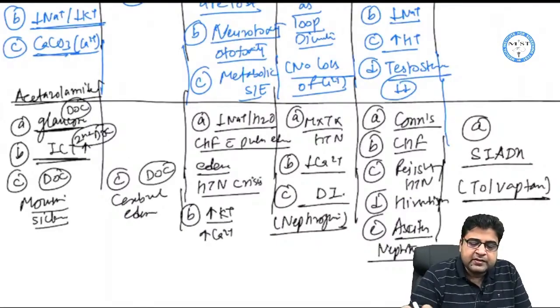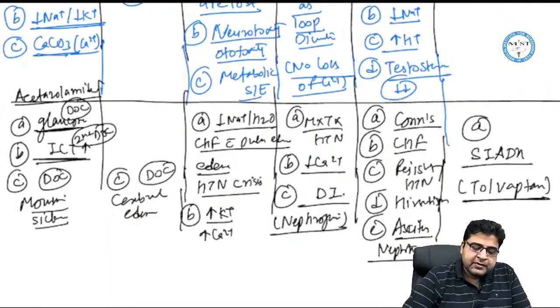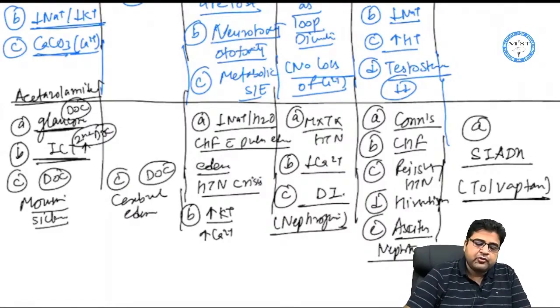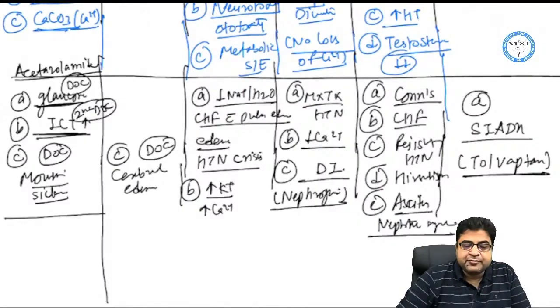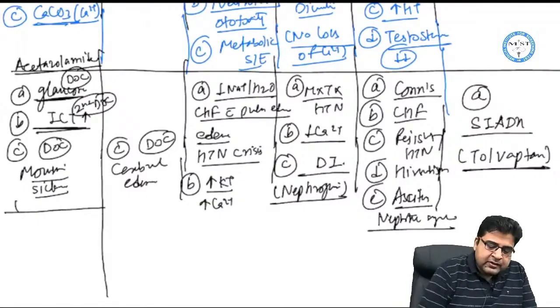So this medicine is the second drug of choice for raised ICT and the drug of choice for acute attack of glaucoma. Plus, acetazolamide is also the drug of choice for mountain sickness. The mountain sickness is due to respiratory alkalosis.